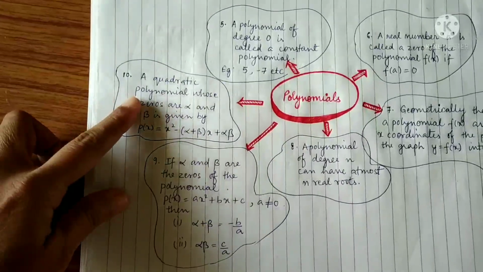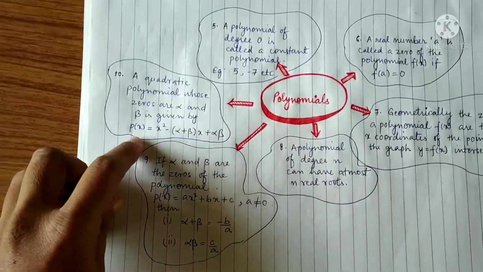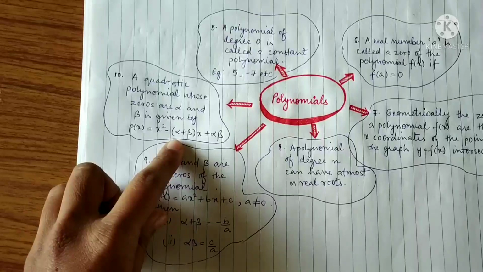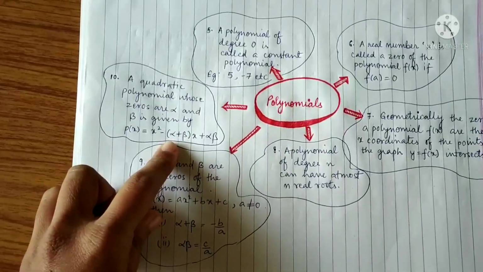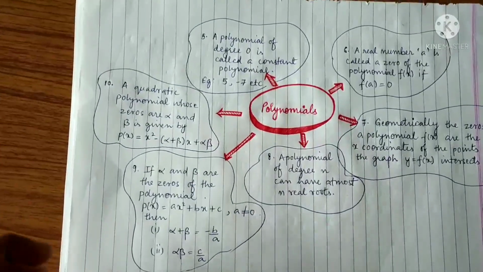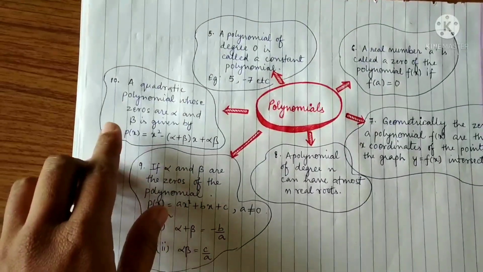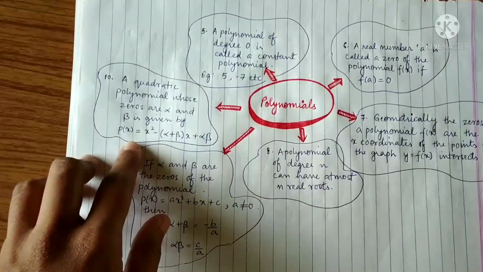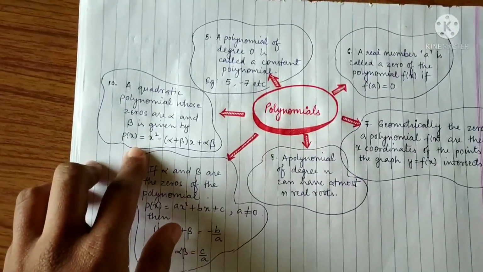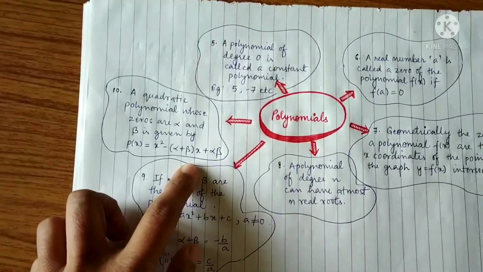Similarly, a quadratic polynomial whose zeros are alpha and beta is given by p of x equal to x square minus alpha plus beta of x plus alpha beta. You know that such types of questions are asked where the sum of zeros will be given and the product of zeros will be given and you are asked to find the quadratic polynomial. In these types of questions, a quadratic polynomial whose sum of zeros and product of zeros is given can be expressed as x square minus alpha plus beta of x plus alpha beta.